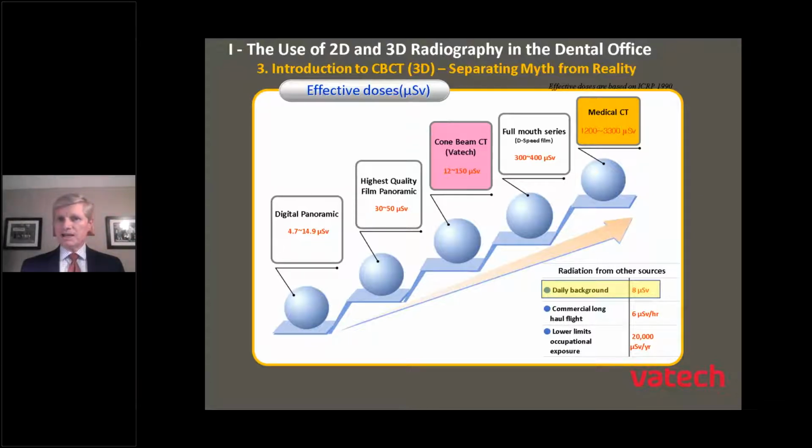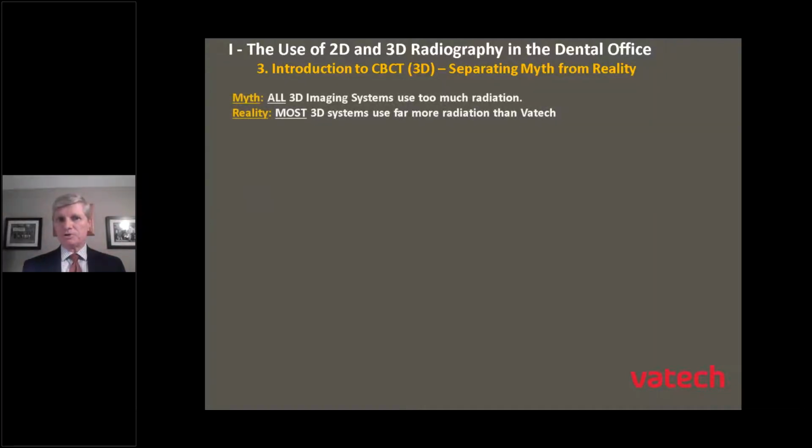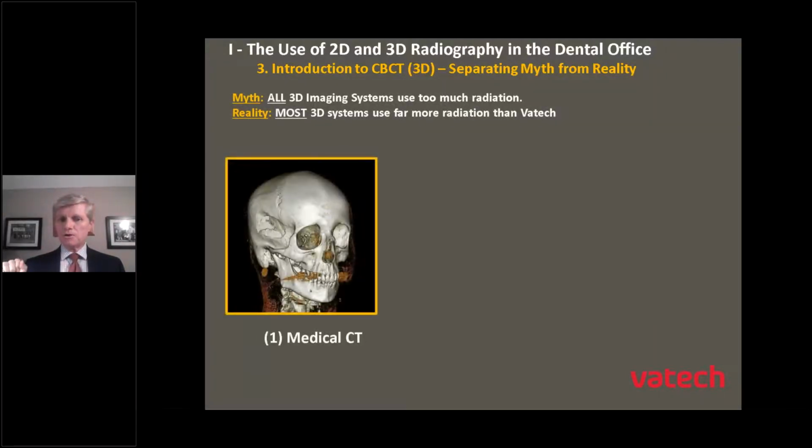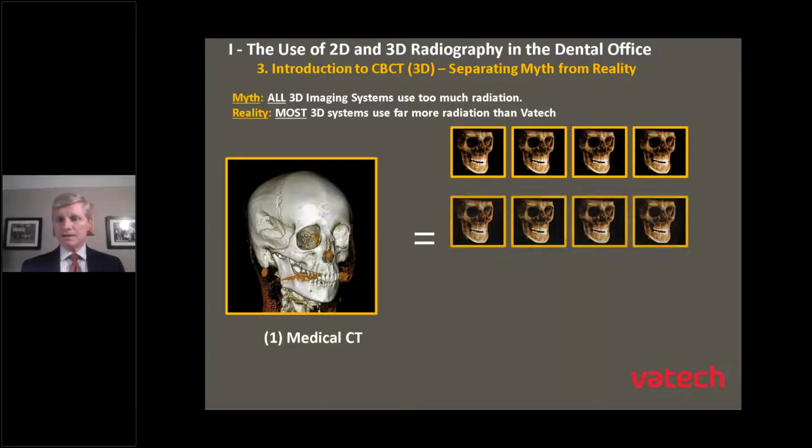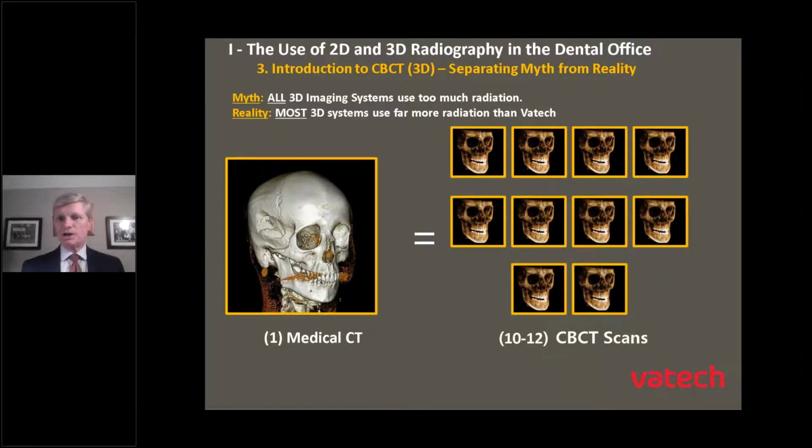So when you break this down, let's do this from a comparison point of view. Looking at one medical CT from a dosage point of view would be equal to not 4, not 8, anywhere between 10 to 12 CBCT scans using cone beam technology. So this really helps explain to the patient what the dosage is going to be. Again, putting things in proper perspective, get better patient cooperation.